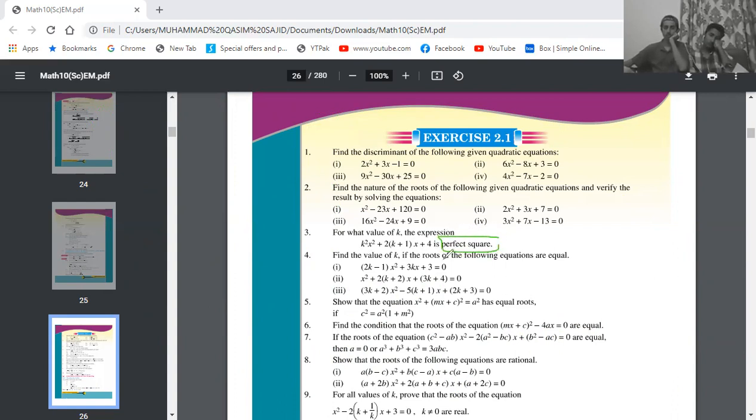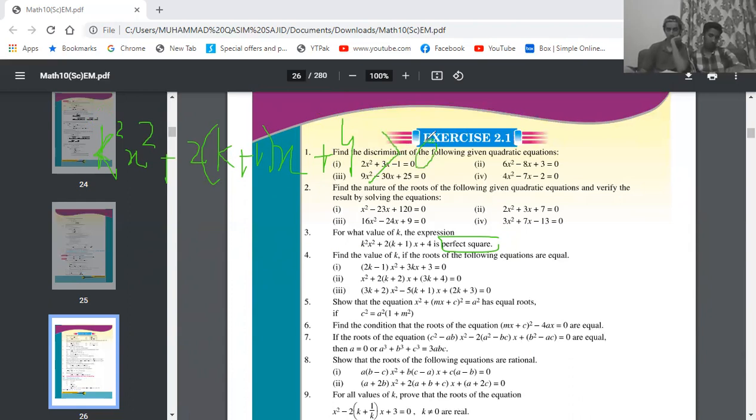So we have to find the value of k. For instance, k square x square plus 2k plus 1 x plus 4 is a perfect square, meaning this discriminant value must be greater than 0.